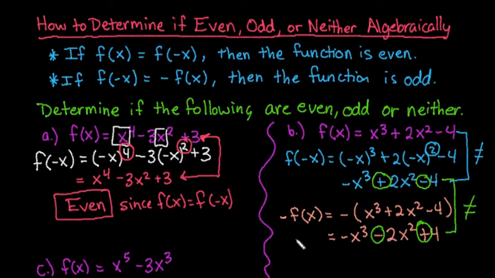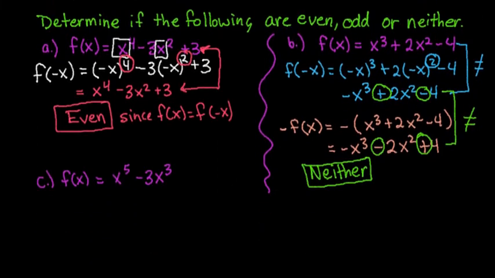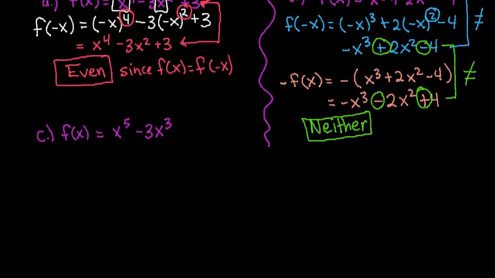So since neither f of x equals f of negative x, nor f of negative x equals negative f of x, since neither of those are true, then we would say that this is going to be neither. So this function is neither even nor odd. Okay, so I've got one last one that we're going to check and see what happens here.